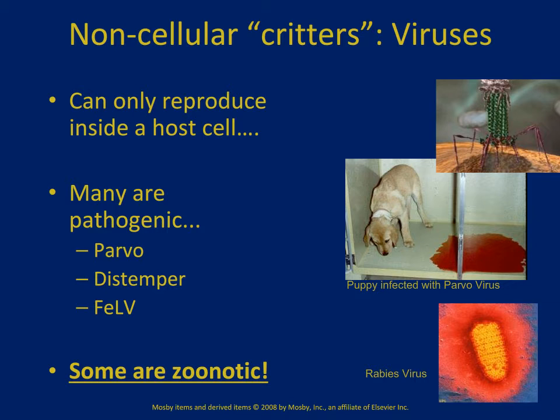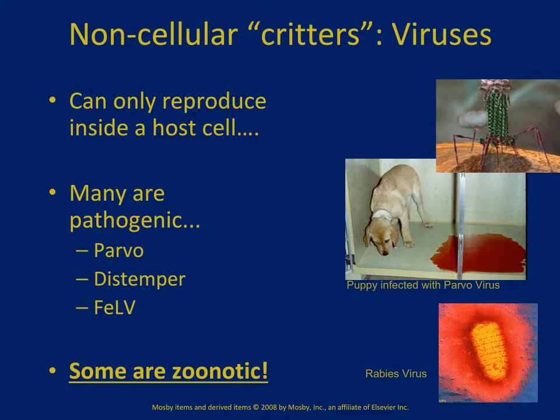And so there's lots of different pathogenic diseases that are caused by viruses. In the veterinary field, we have parvo, which causes gastroenteritis and can be a leading cause of mortality in young unvaccinated puppies. Other examples of viral diseases include distemper and feline leukemia virus.